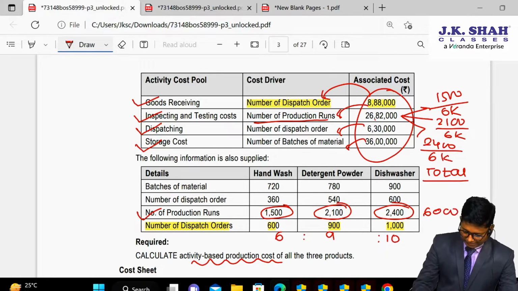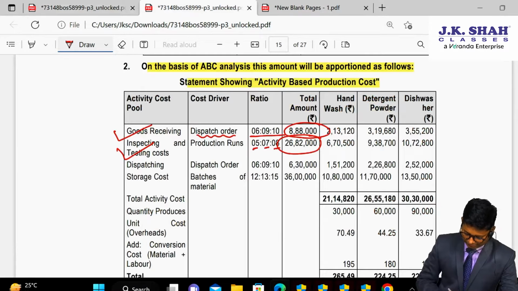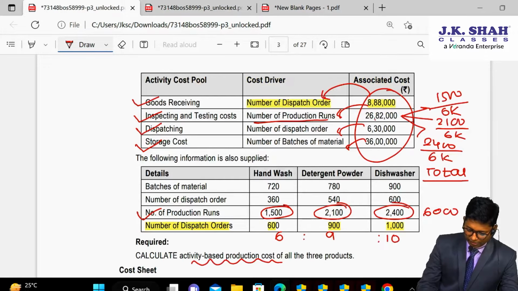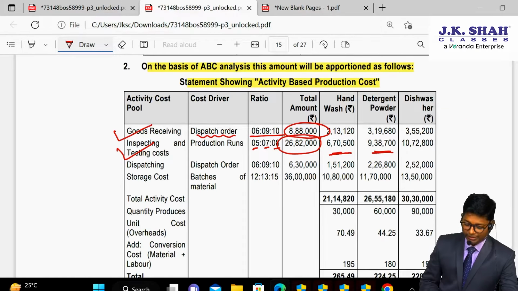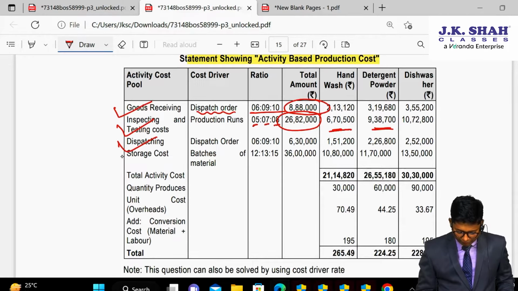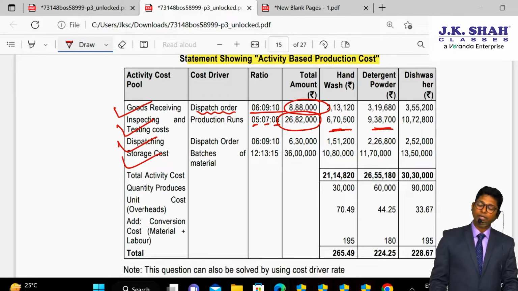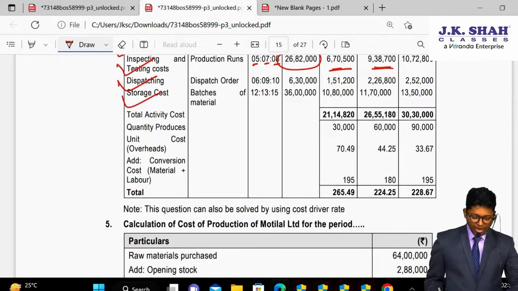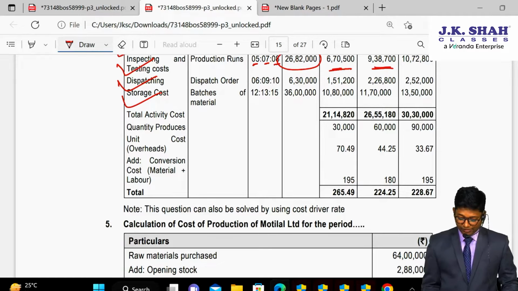So it's 26 lakhs 82,000 into 1500 divided by 6000, which is 6 lakhs 70,500. Hope you are getting it. Use your calculator. 26 lakhs 82,000 into the next one, 2100 divided by 6000, is 938,700. You can see here 938,700 and so on. Then all the four activities they have used, and they have bifurcated by using the same ratio, and by using the suggested ratio they have taken one activity based total cost.